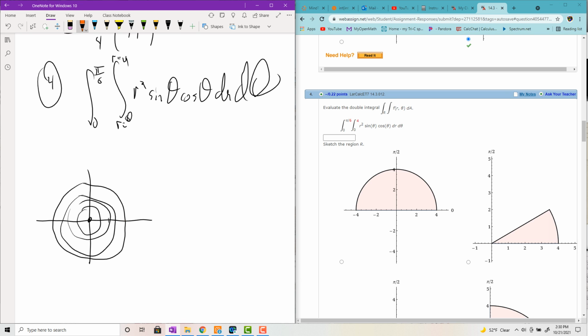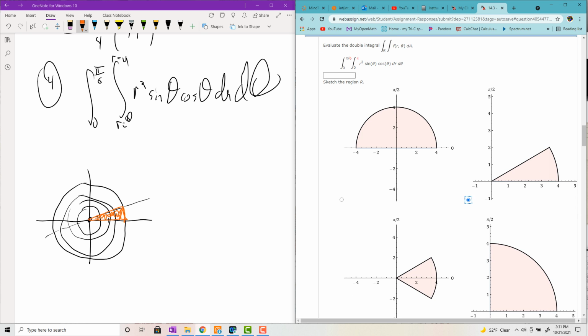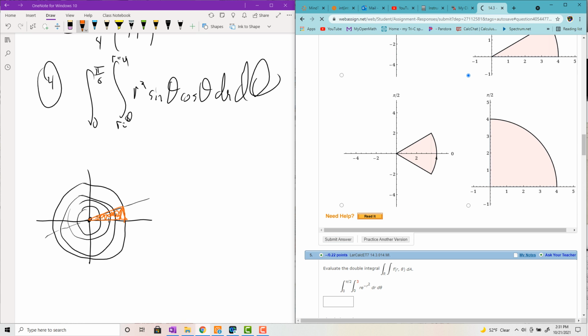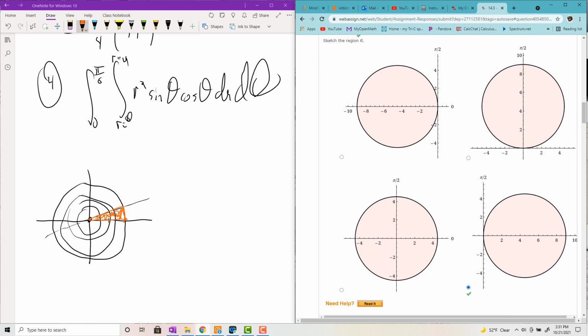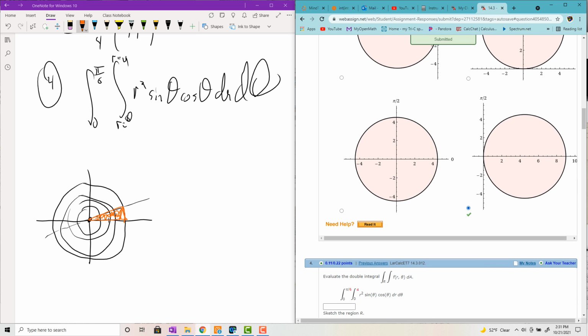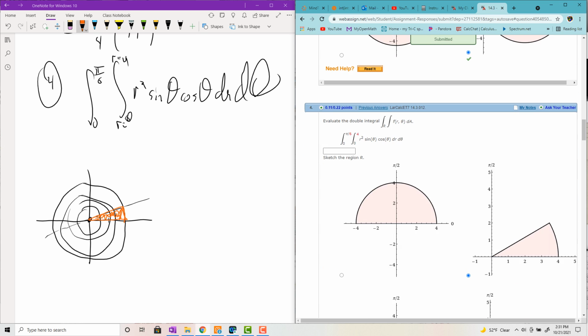The only problem is theta isn't rotating from 0 to 2 pi. It's 0 to pi over 6. So where is pi over 6? It's just right here. So the region we're rotating out is this wedge region. Let's make sure it's right. Yay. All right, well, I need to integrate this thing now.